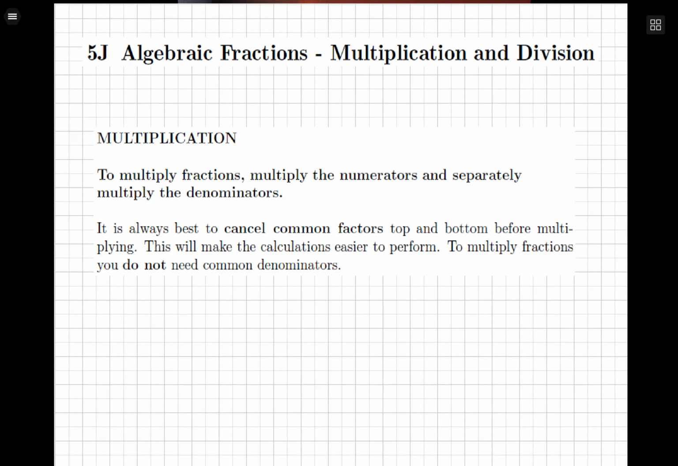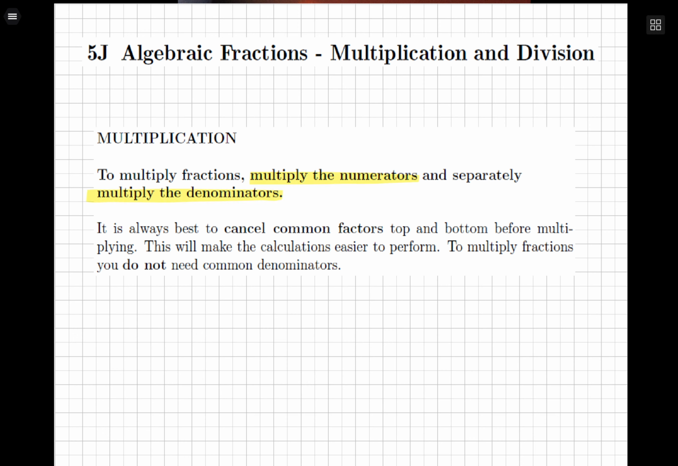Okay, today we're looking at exercise 5J, which is multiplication and division of algebraic fractions. We're going to look at multiplication first. And it says to multiply fractions, multiply the numerators and separately multiply the denominators, which is exactly what you've been doing for normal fractions. Just this time we're going to use algebra as well, so it's going to involve some pronumerals. But of course, pronumerals are just numbers in disguise, so they're going to follow the same rules as what you do with normal numbers.